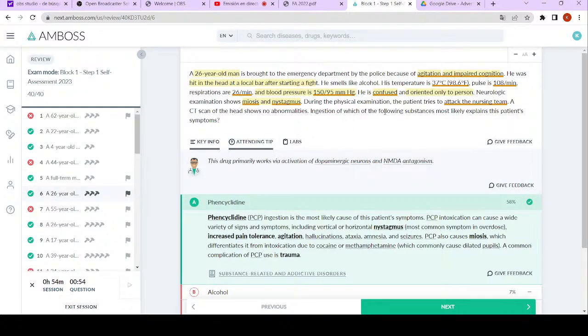It says a 26-year-old man is brought to the emergency department by the police. That's not that important, but what is important is agitation and impaired cognition. He hit his head at the local bar after starting a fight. So you can imagine this guy is kind of angry.